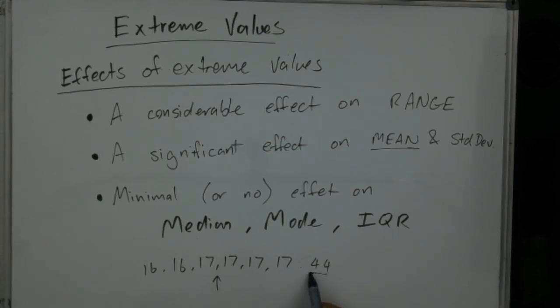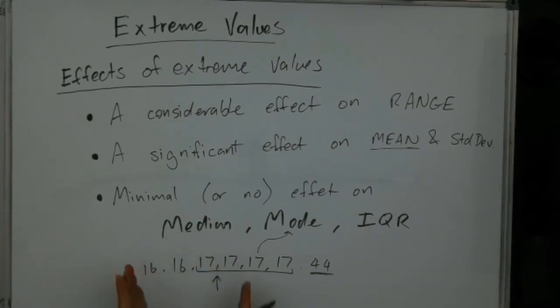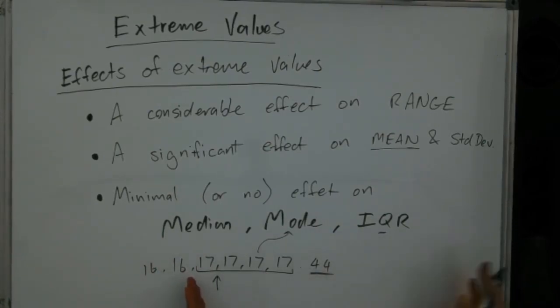One extra bit of data isn't going to change the fact that we've got mostly people who are 17 years old. So that would be the mode. And because the extreme values are at the edges of the data, and the interquartile range is looking at the median of the top half and the median of the bottom half, this isn't going to change very much either, because one value up here, like we said with the median, only shifts it half a position, so the interquartile range isn't going to be affected that much.